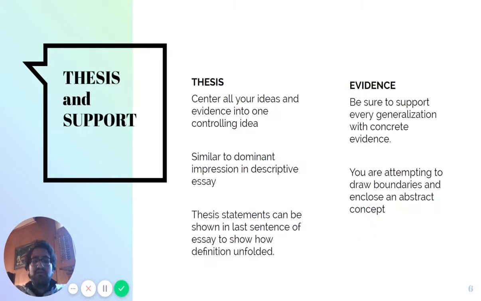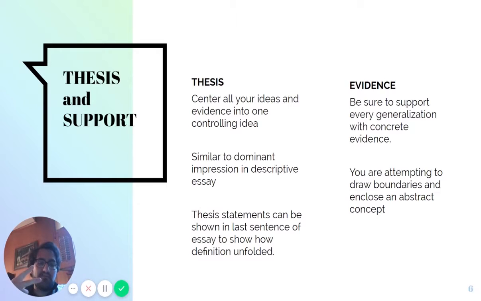Now, your thesis is the center of all your ideas, and you have to gather it into one controlling idea. If I'm defining love as willing the good of another, that will be my overarching idea. Everything I say about love has to fit within that. If I'm saying love is what other people do for me, now I have to tilt everything in the essay towards that view. The thesis statement could be shown in the very last sentence of a definition essay because we've built to it over a long period of time.